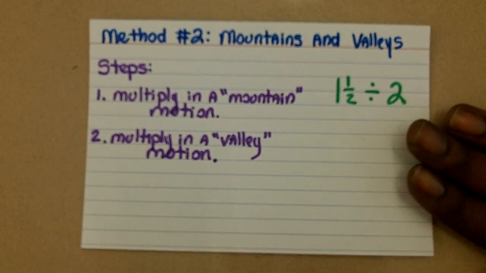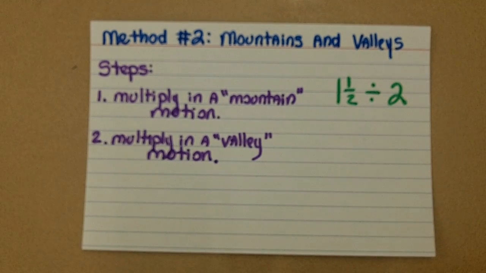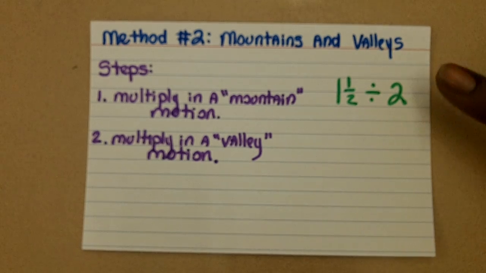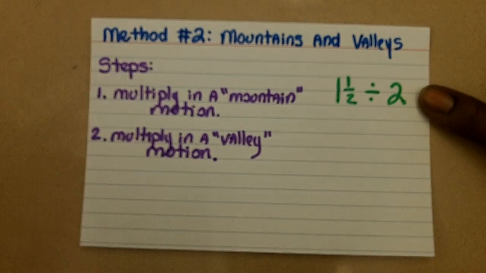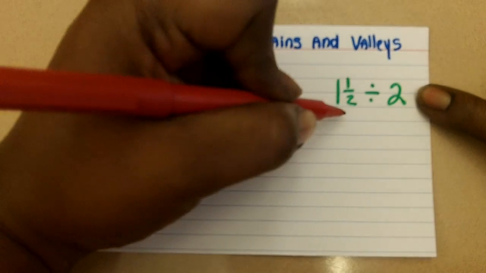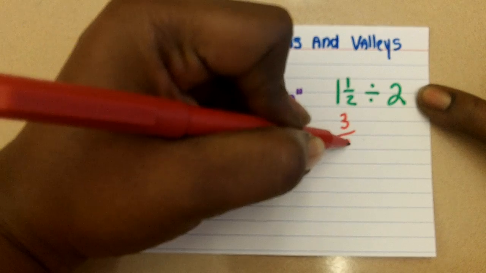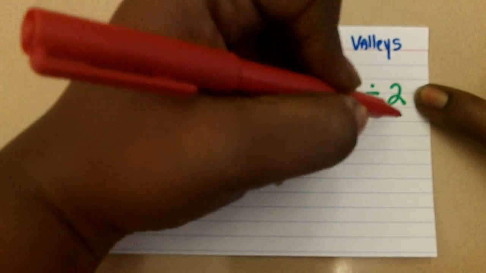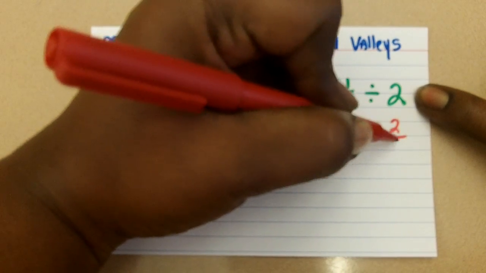Now, there is also another method, method number 2. This is called mountains and valleys. It's a newer method, but should still give us the same equivalent answer. It has 2 steps, but again, before we even begin these 2 steps, we have to make sure that both numbers are in what we call fraction form. So again, 1 1/2 changed to 3 over 2, and 2 changes to 2 over 1.